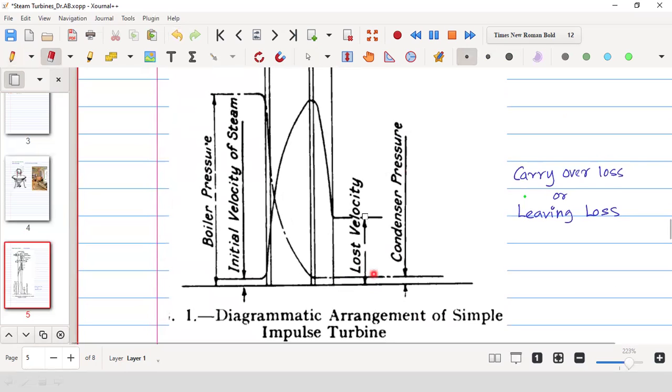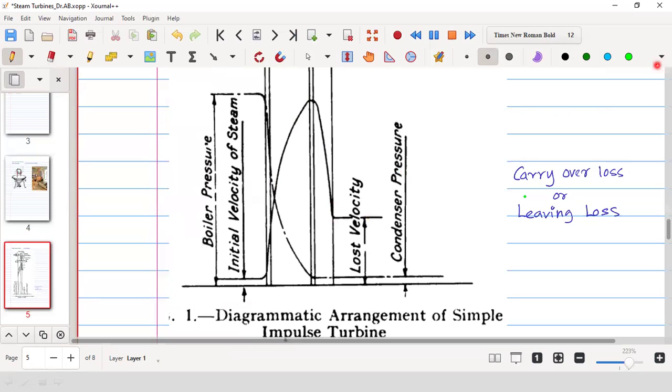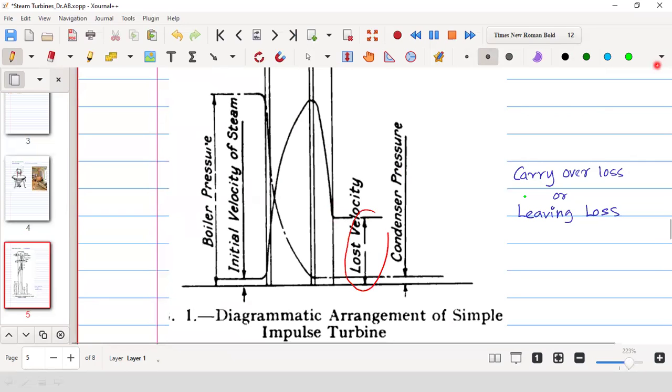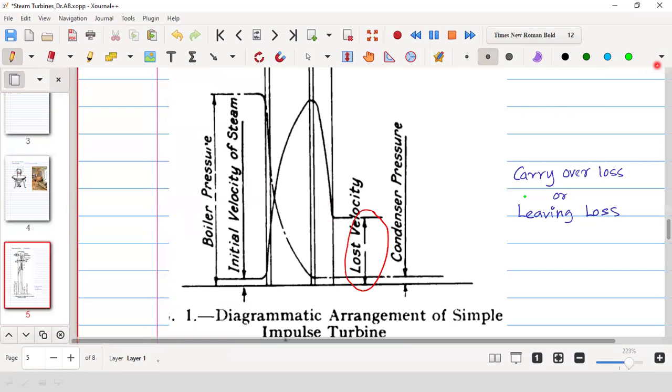The lost velocity is this one. Okay, I'm sorry, because this is the velocity. Let me emphasize. You see, this is the velocity increased in the nozzle, and then velocity dropped in the bleeding stage, and it is exiting with this. This is the velocity with which it is exiting. Therefore, the loss corresponding to this is the carryover loss.